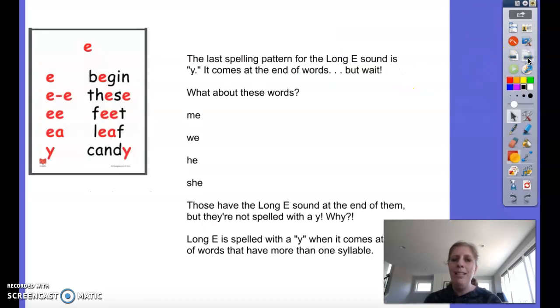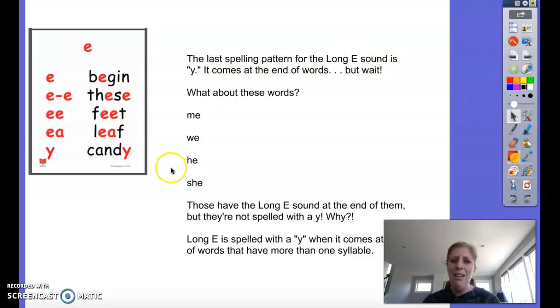Okay? So now on your visual aids packet, underneath long E spelling choices, you're going to write this one as the last one, Y. And the keyword is candy, okay? The last spelling pattern for the long E sound is Y. It comes at the end of words.